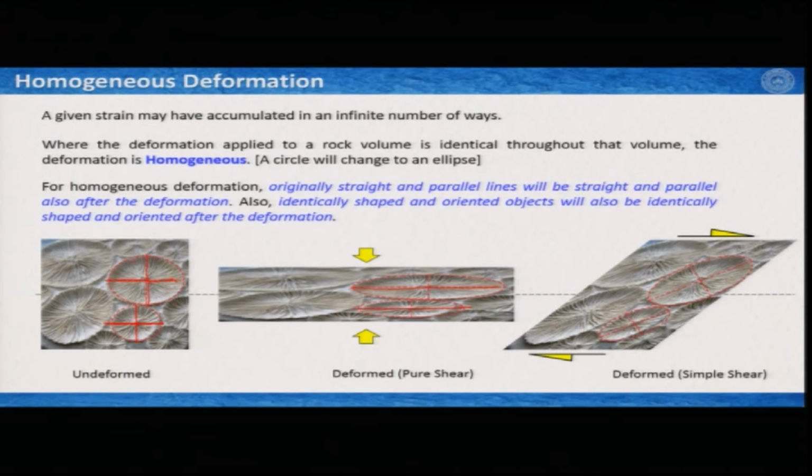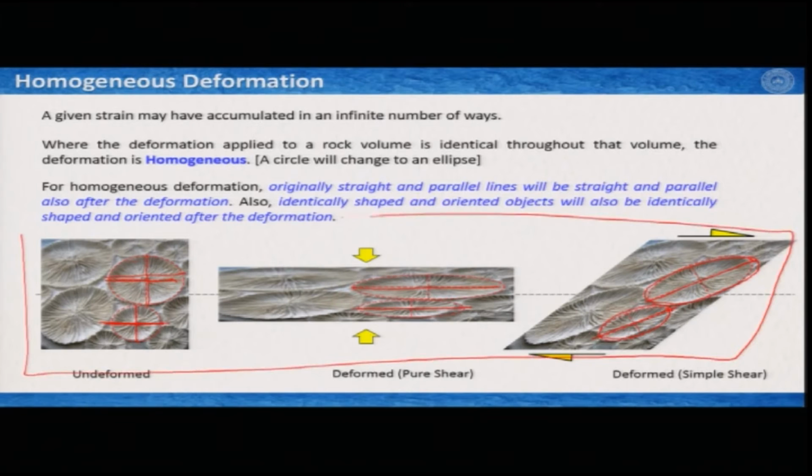In the second example, which is a simple shear example, what we see here, these two were parallel lines. In this case they rotated, but they still are parallel, and the shapes are also similar in these cases. So from the definition we can say that these features that we see here, this is the original and then deformed in two different ways, these two represent homogeneous deformation.